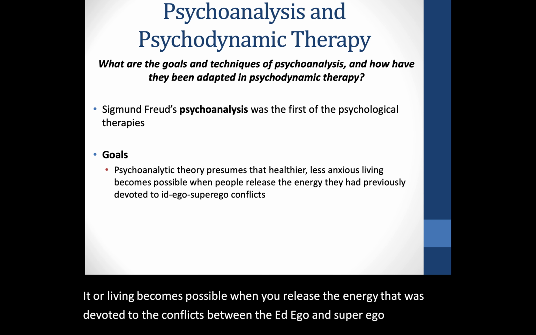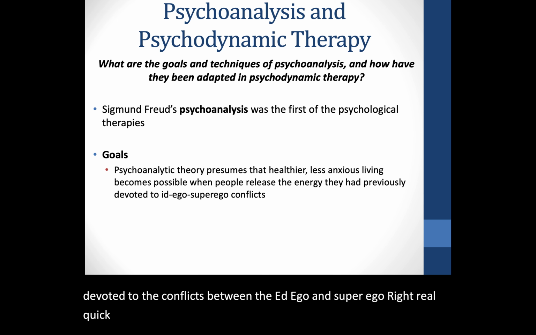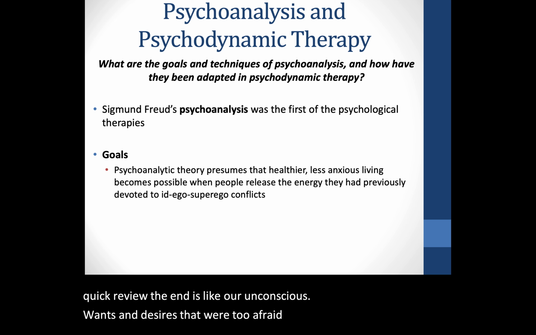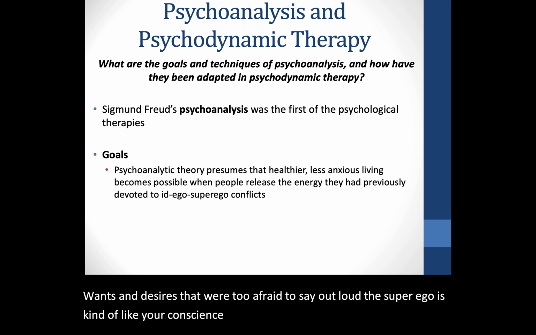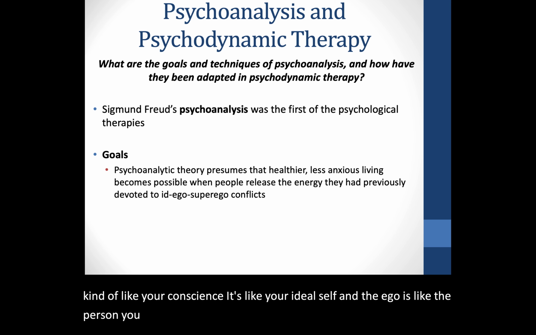Real quick review. Right, the id is like our unconscious wants and desires that we're too afraid to say out loud. The superego is kind of like your conscience. It's like your ideal self, and the ego is like the you that struggles to find the balance between the id and the superego. Right, the ego is grounded in reality. That's what Freud said, right?